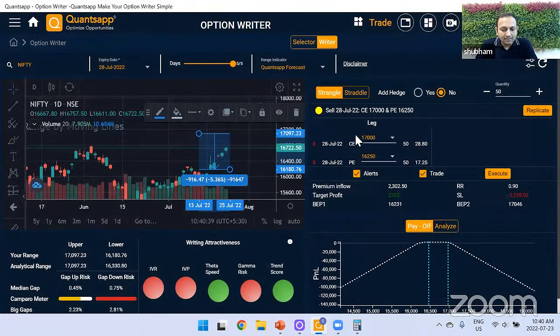Then you can see immediately the strategy changed, and it changed significantly. Now the algorithm is suggesting that if this is the forecast, which basically means I just tweaked the lower range from 16,330 to 16,180, then I cannot sell a straddle, because the risk that I'm taking in a straddle is far higher. And if I want to achieve a 1:1 kind of strategy, I'll not be able to achieve it from the straddle, because it can give me more losses.